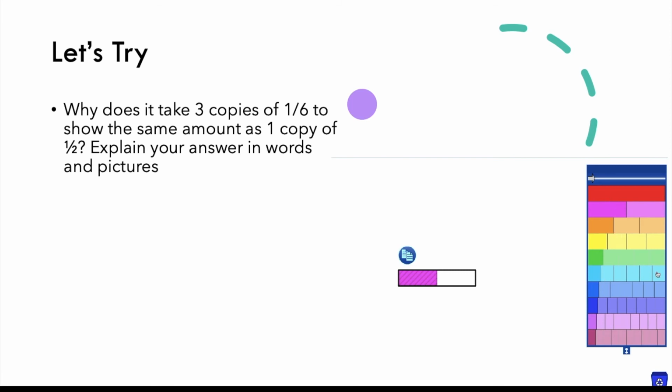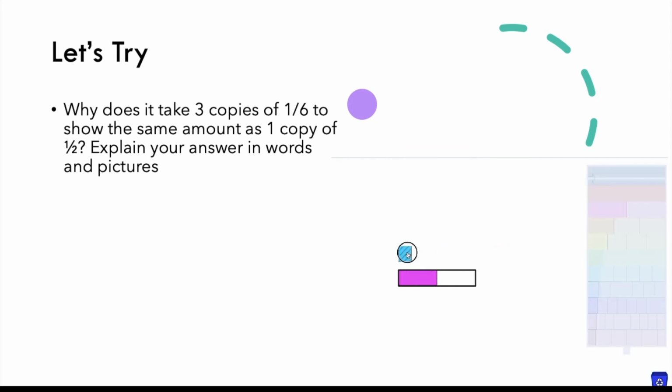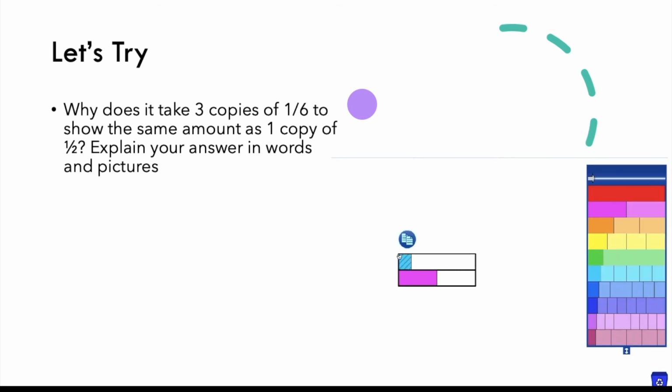4, 5, 6. Here are my sixths. It's extremely important that your pieces are really lined up, so I made sure my ends matched. And then they said it takes 3 copies. So I'm going to throw out 3 copies, and yep, they're right. It takes 3 copies to take up the same space as 1/2. So I've shown them that with my picture.